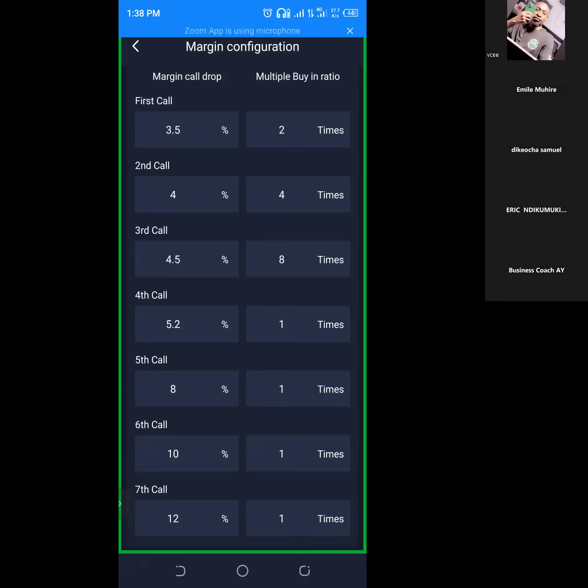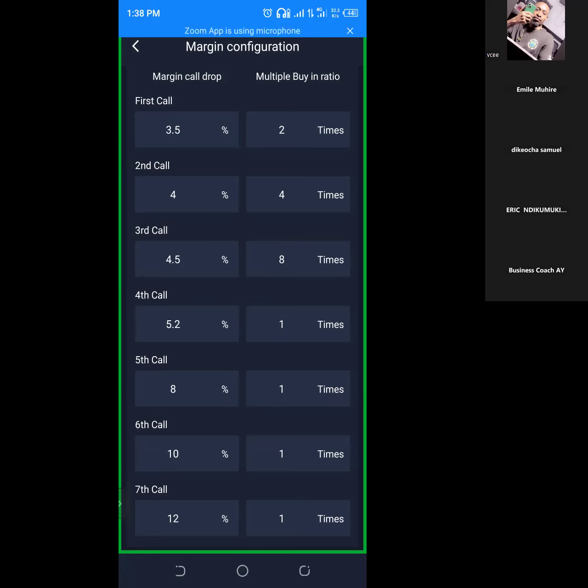You are left with $5. Leave that $5 there, because some coins, you tell them to buy with $5, they'll start buying with $7. Some will even buy with $10. Some will buy with $6.2 or $6.1. Some will buy with $5.2. So you leave that remaining 5 there. That is it about the multiple buying ratio, how to set your margin calls.